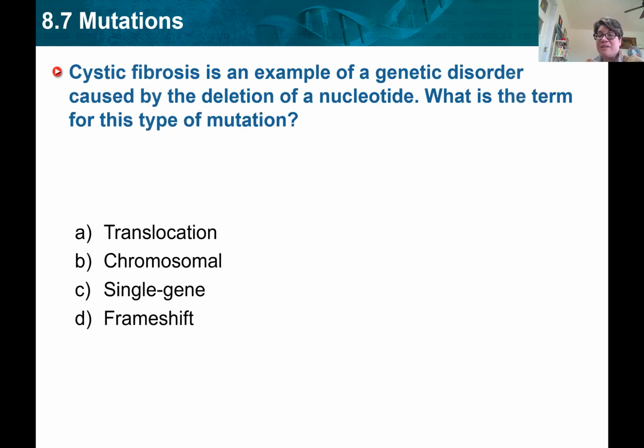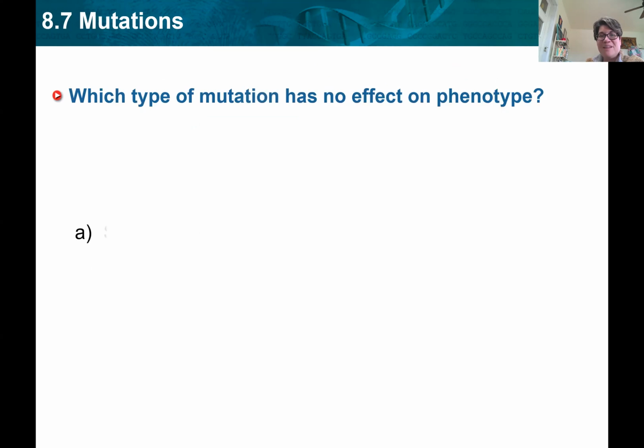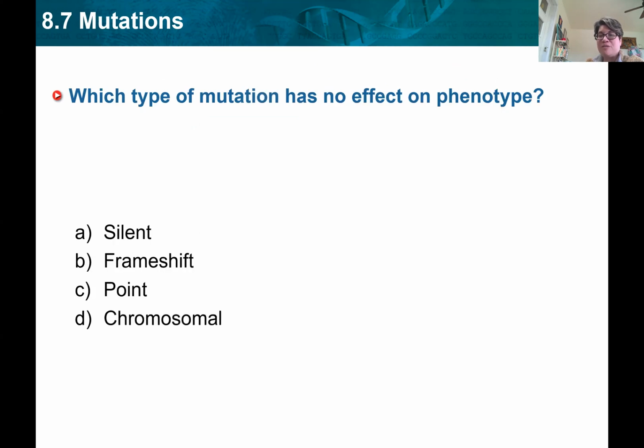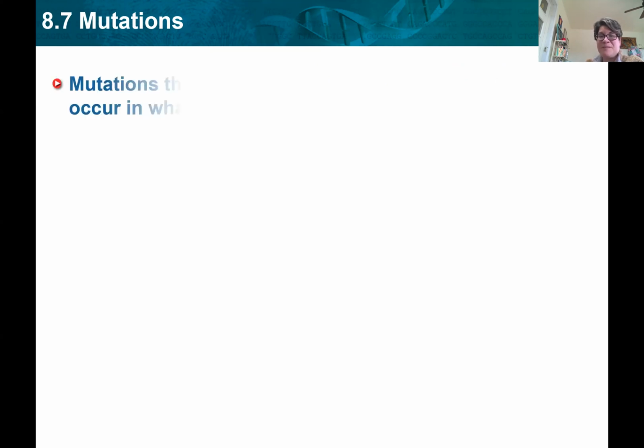Cystic fibrosis is an example of a genetic disorder caused by the deletion of a nucleotide. What is this type of mutation called? If we have a deletion and then everything scoots over, that is a frame shift. Which type of mutation has no effect on phenotype? It doesn't affect the amino acids that are being made. That would be a silent one.